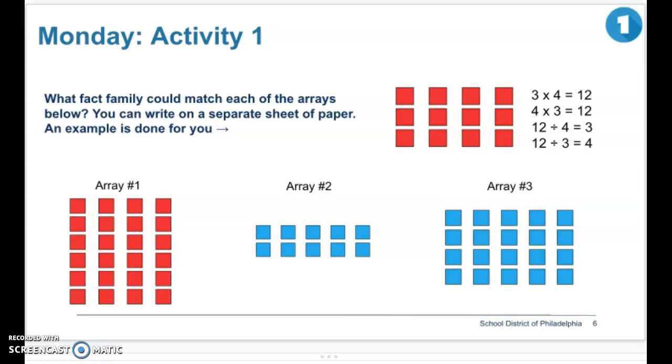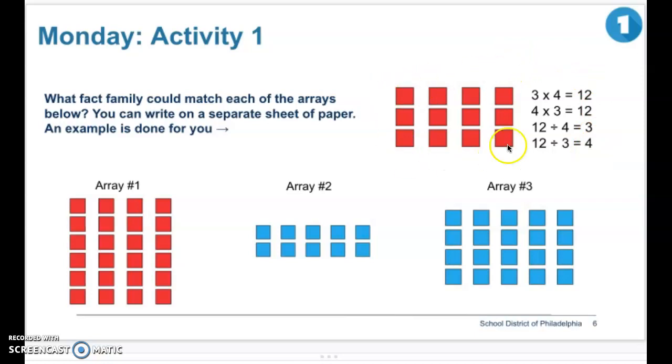The directions for this activity say, what fact family could match each of the arrays below? You can write on a separate sheet of paper. An example is done for you. So let's look at this example over here.